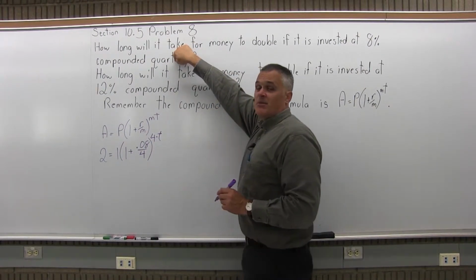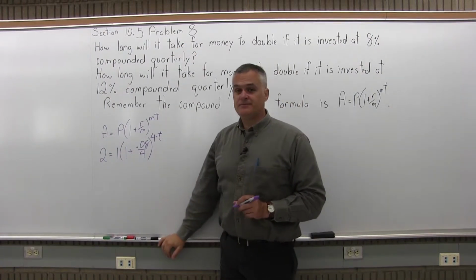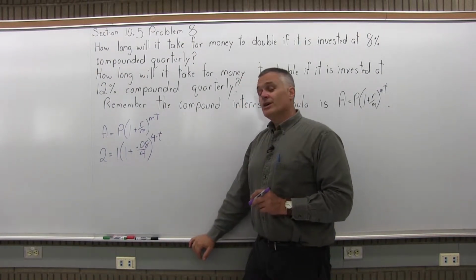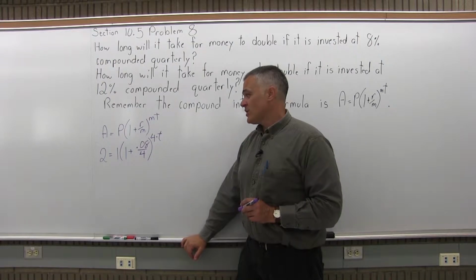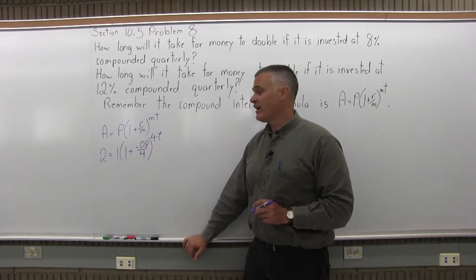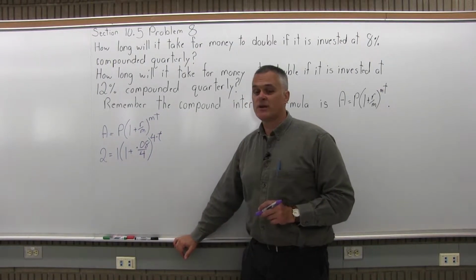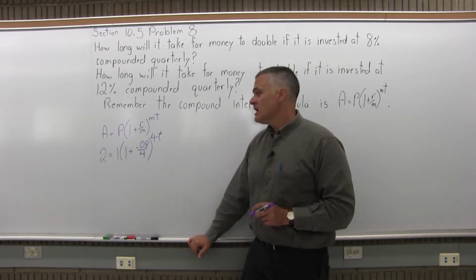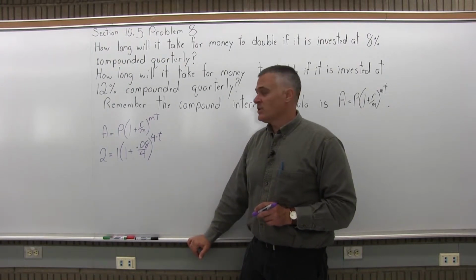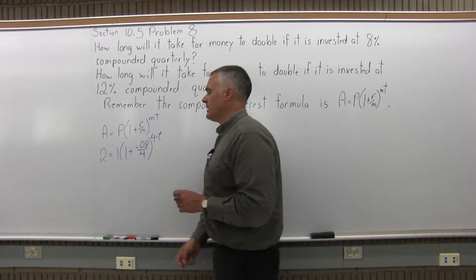T is time in years. That's what we're trying to figure out. So the unknown is in the exponent. So to solve this, you really need a log. Again, you could guess at it with some trial and error. You come fairly close, but for an accurate answer, you really want to use a log. So let's clean up the problem a little bit.